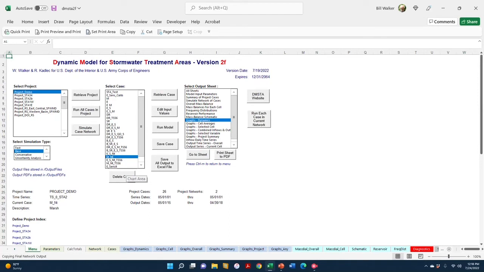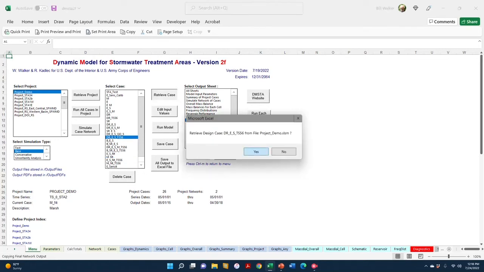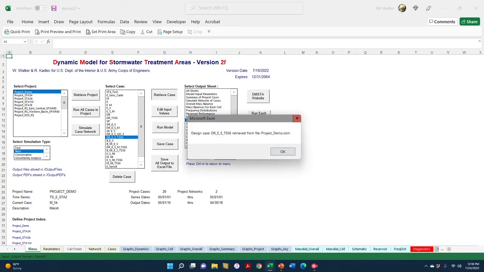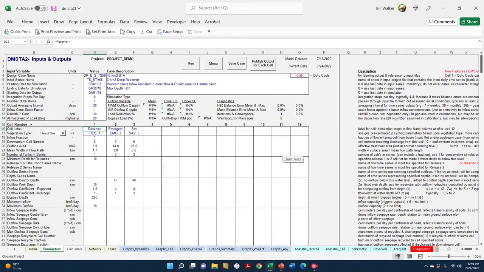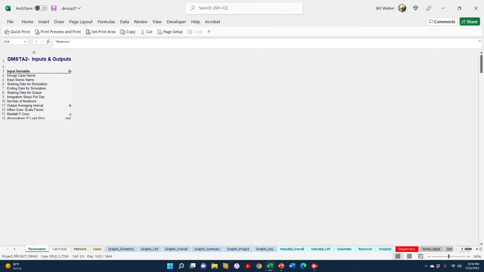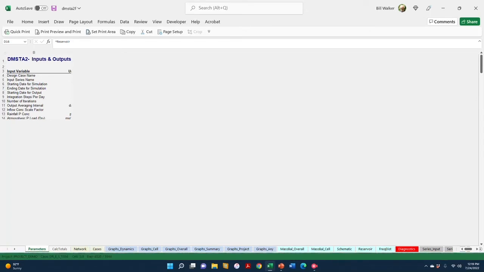And then I guess I'll show the same, let's see, DRES TS56. So these are the same parameters, but we're operating with the STA56 time series. Whoops. I intended to load the network and not the case.